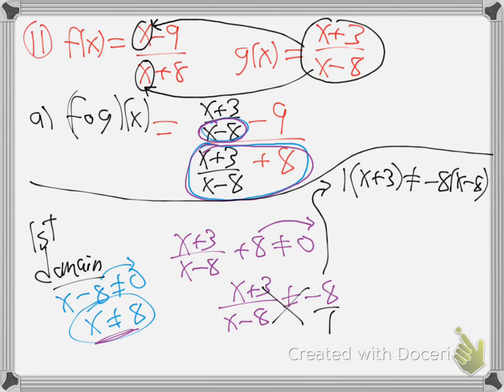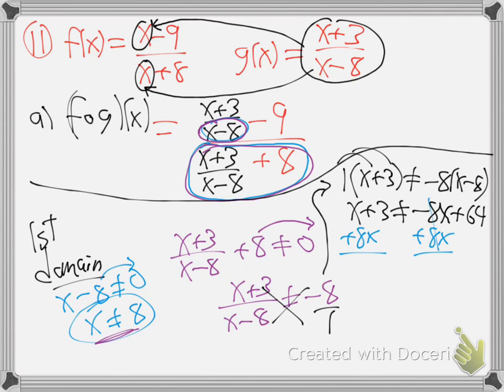And then we just distribute. Boom, boom. x plus 3 not equal to minus 8x plus 64. Now what do we do to solve for x there? Get x's on one side. Yeah, whenever you have x's on opposite sides like that, you just get rid of one of them. It doesn't really matter which one. So I'll just add 8x to both sides.